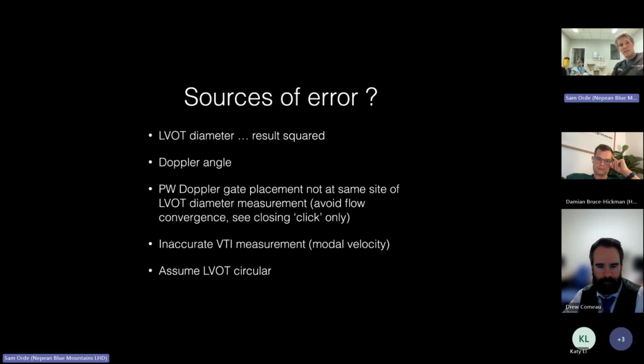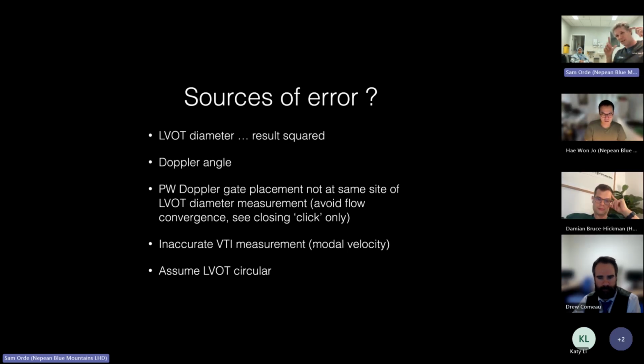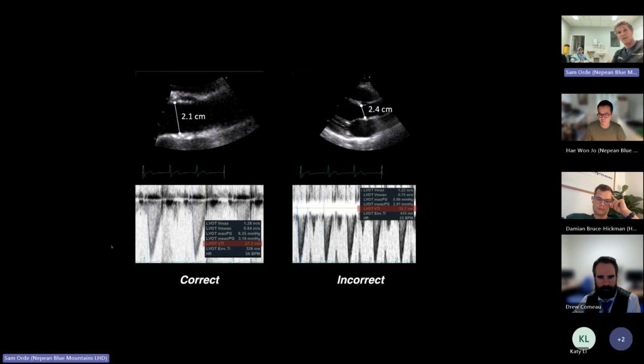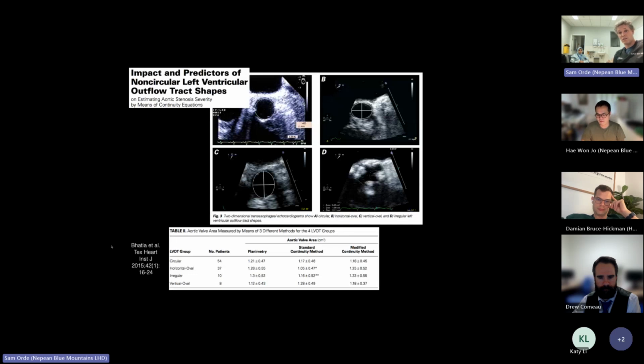The last thing is you've got to measure it properly. You don't want the gain too high, and you don't want the Doppler profiles too small. The last point is that you assume the LVOT is circular, and it's not. There are pretty good examples of where the LVOT does not have a normal shape.